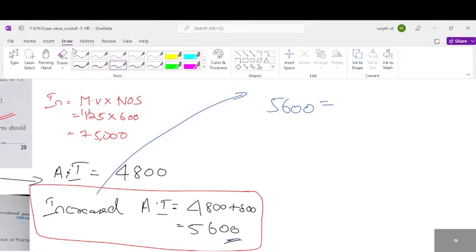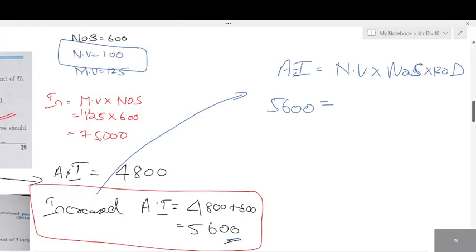In the beginning, what did I tell? Will the nominal value increase or decrease? Will it remain constant or fluctuate? Nominal value remains the same. So you can use the nominal value for all the parts of the question. Nominal value will never change. So nominal value is 100.